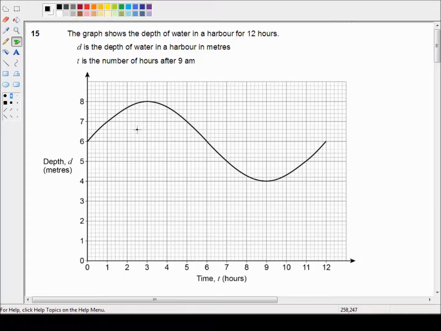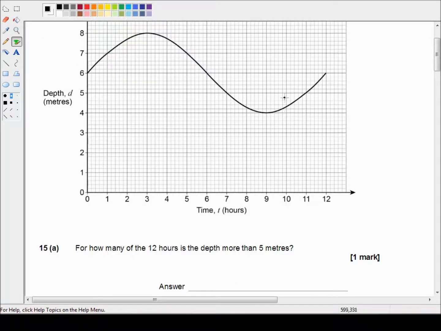This is the June 2017 past paper. It's the third paper in the higher tier. It is a calculator paper, so we are allowed to use calculators. And we're picking up in question 15, which reads: the graph shows the depth of water in a harbour for 12 hours. D is the depth of water in a harbour in metres. T is the number of hours after 9 AM.